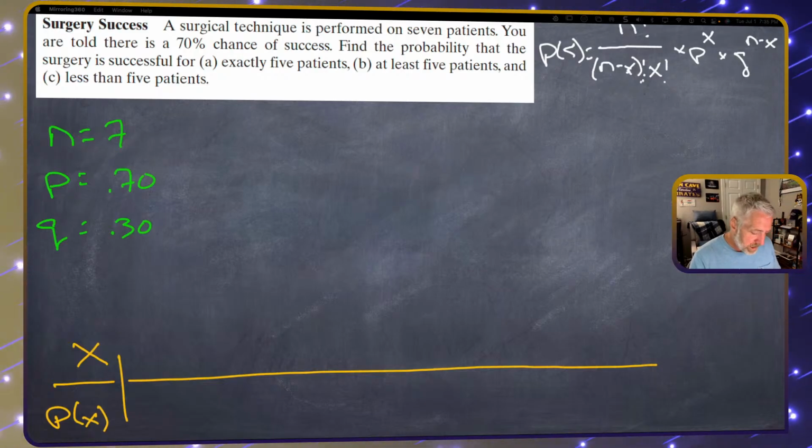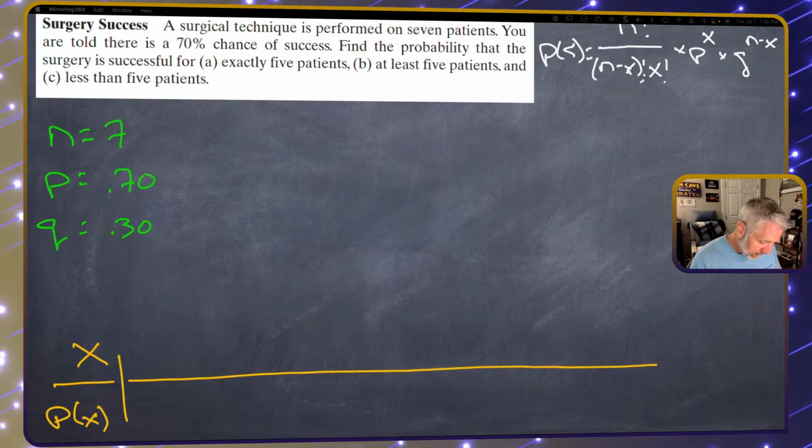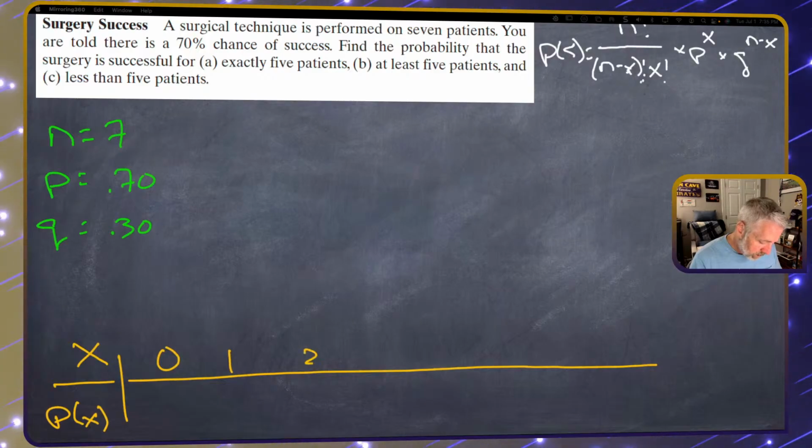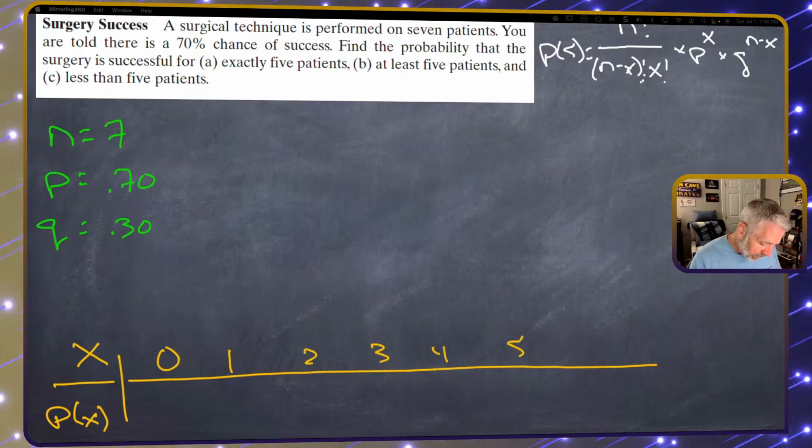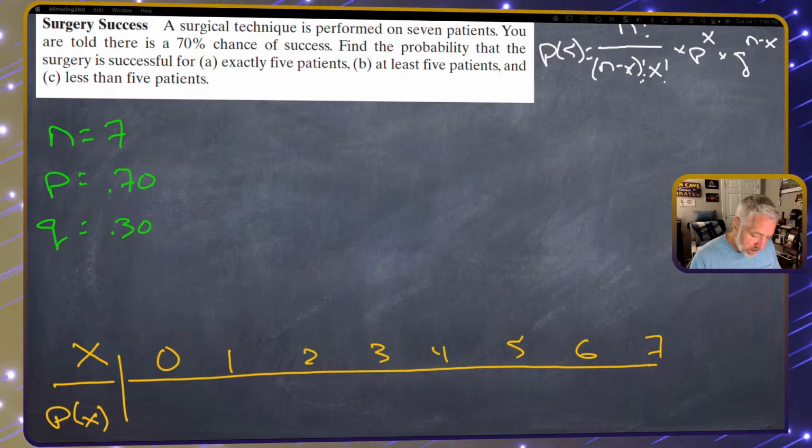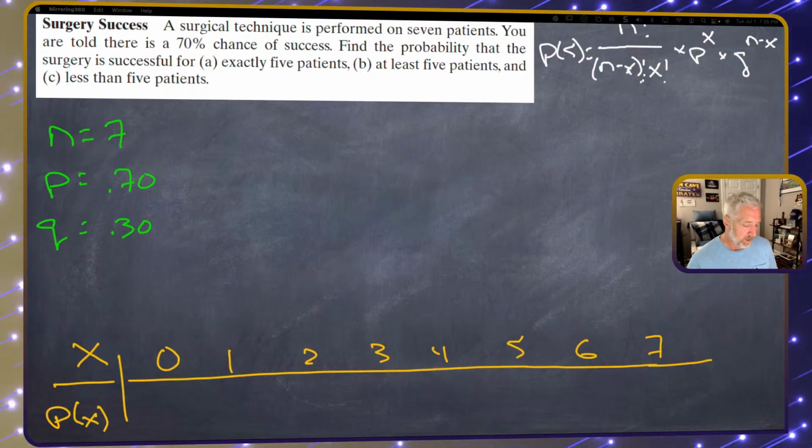Is there a chance that on these 7 patients, none of them are successful? Yes. There's also a chance there's 1, 2, 3, 4, 5, 6, and there's also a chance that all 7 of them are successful.